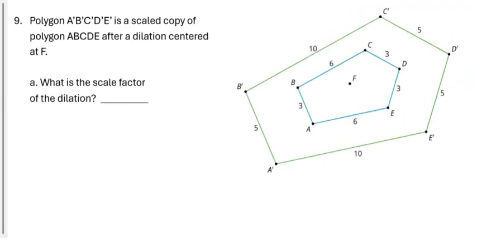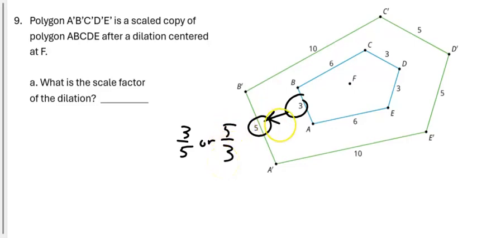Problem 9, polygon A prime, B prime, C prime, D prime, E prime is a scaled copy of polygon A, B, C, D, E after dilation centered at F. What is the scale factor? So I look for a pair of corresponding sides. Again, I have two choices here, 3/5 or 5/3. I am going from a smaller shape to a larger shape. So that means I need a scale factor that's greater than 1. So the answer here is 5/3.